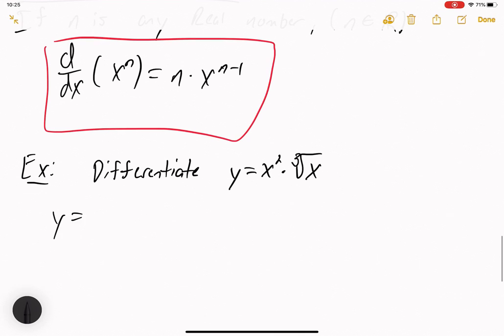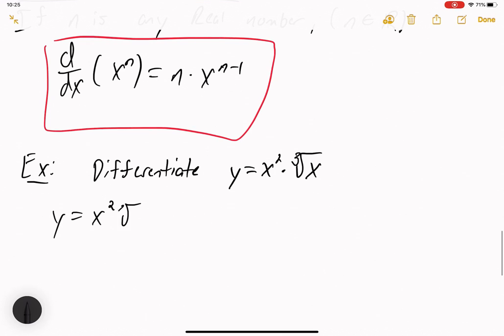So here we have y is equal to x squared times the cube root of x, which is equal to x squared times x to the 1/3, which we can just add the exponents together. So 2 plus 1/3 is just 7/3. So we just get x to the 7/3. And now we can use the power rule, or the general power rule.